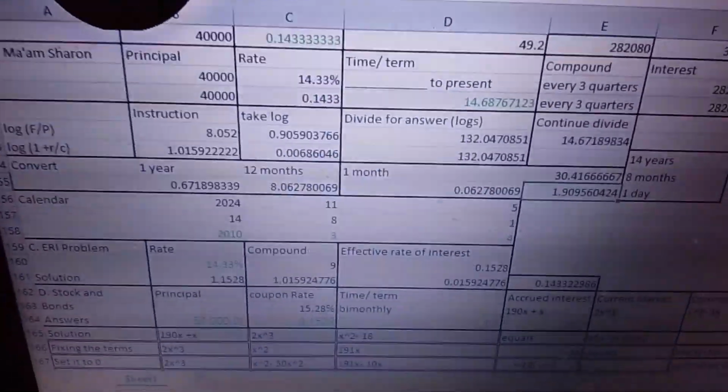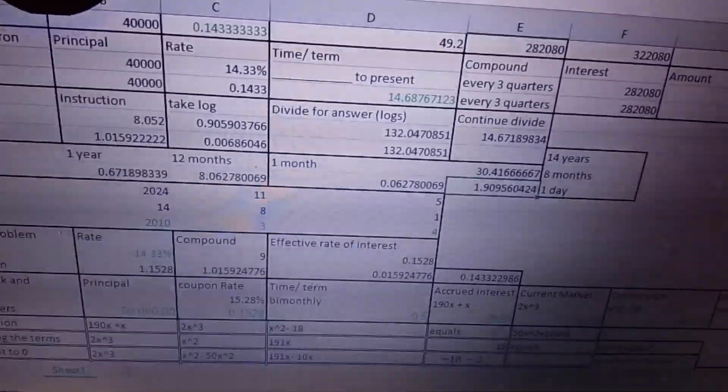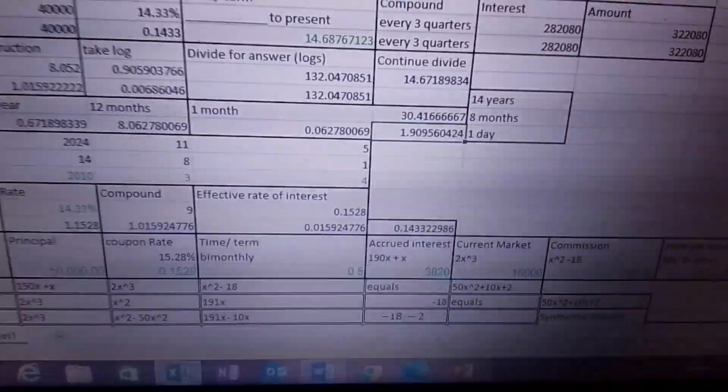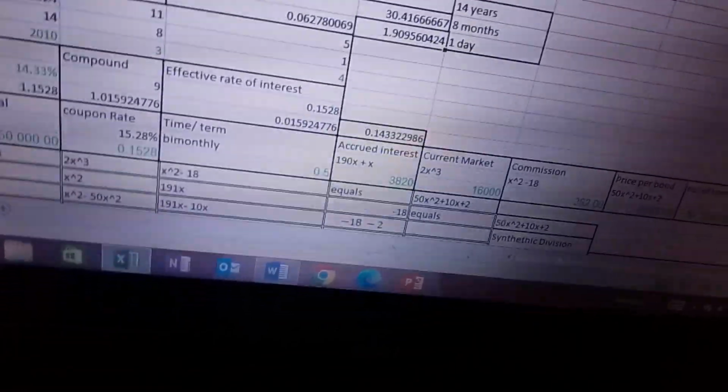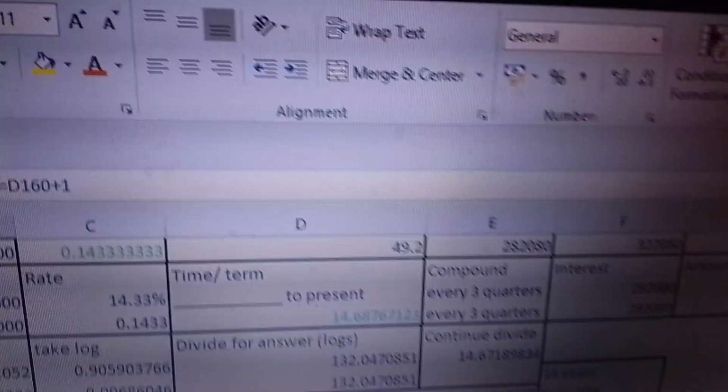So, you know already what to do. Remember, you're given the effective rate of interest because it's 15.28% compounded annually, and our goal is to get the nominal rate. So, how did we do that? First, I did this one.